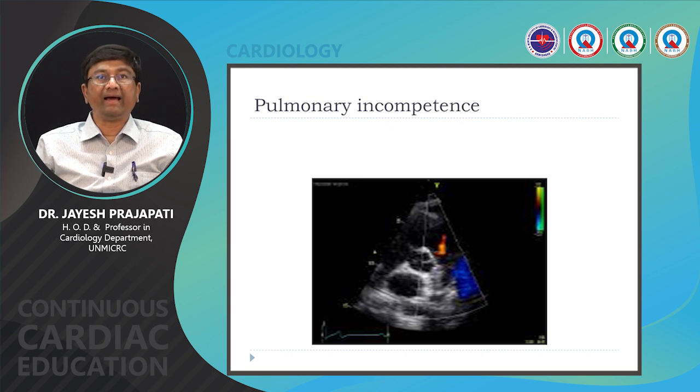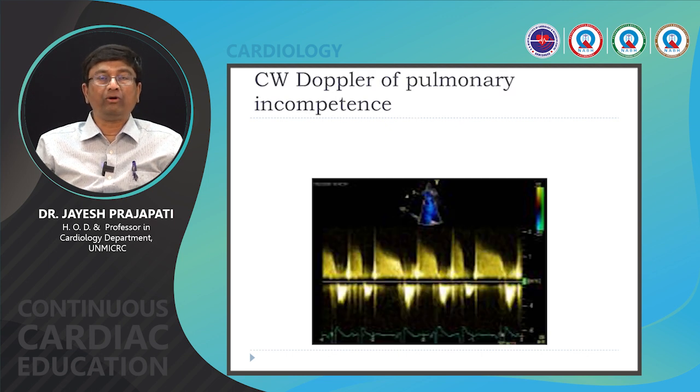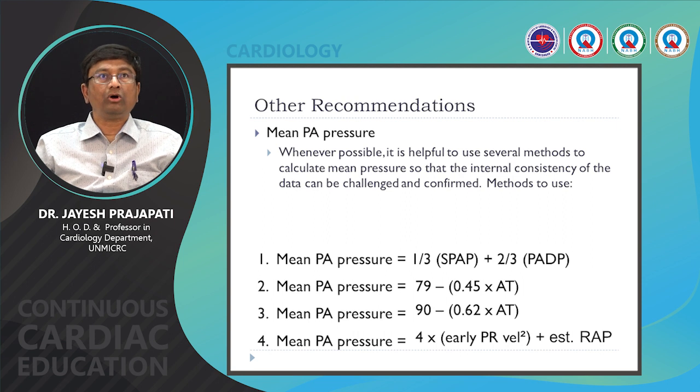So this is the PR jet and we take a PR Doppler and the lowest end-diastolic pressure that we have to measure gives a rough idea of the PADP, the PA diastolic pressure. Another thing is that we can measure the mean PA pressure also. Whenever it is helpful, use several methods to calculate. So for the mean PA pressure, it is the PA systolic pressure plus 2/3 of the PADP.